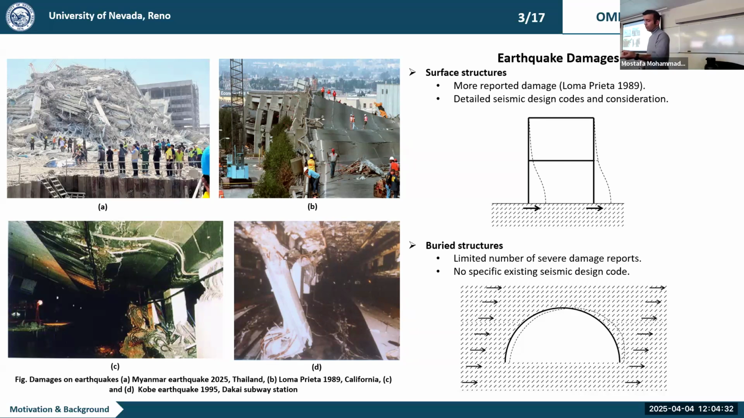But still they can happen. You can see, for example, in the Kobe earthquake 1995, the Daikai subway station went through tremendous damage. Because of all these things, the design codes do not include specific seismic design provisions for buried structures, and they say, okay, that they are immune, and we don't need it. But in contrast, some damages will happen, and we need to take care of it, especially for the very long span bridges that we are going to cover.